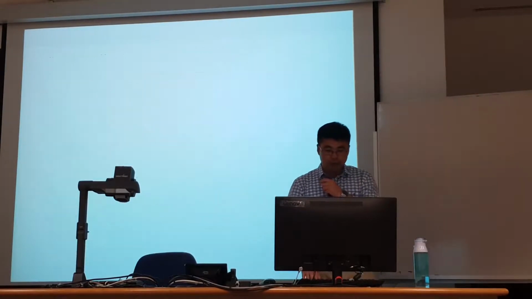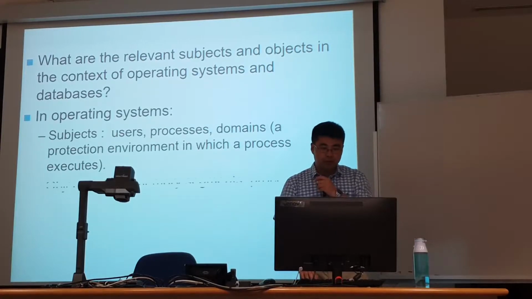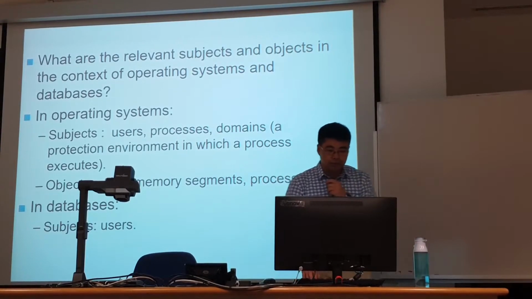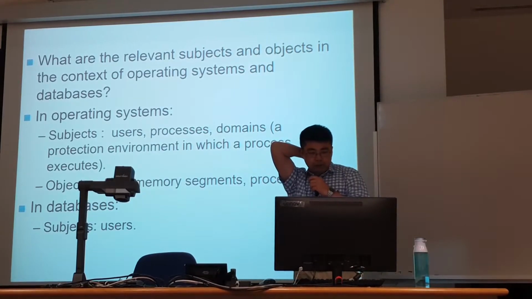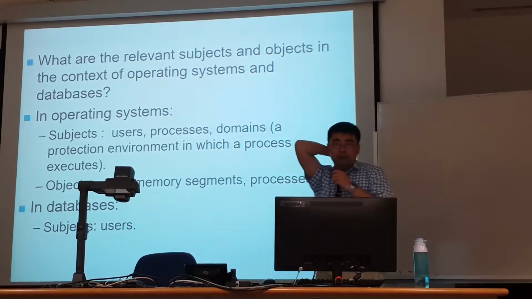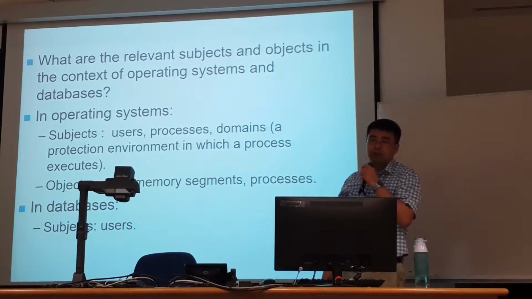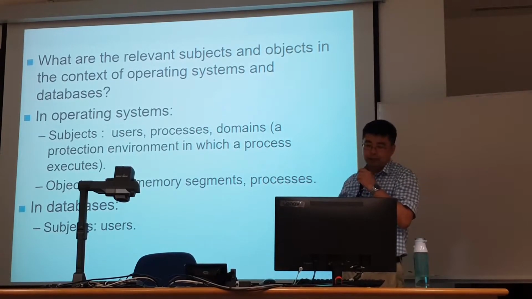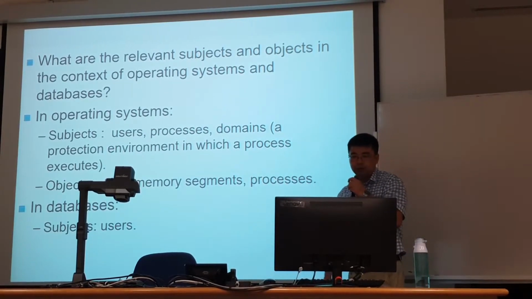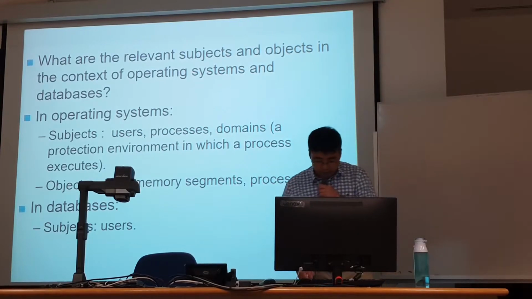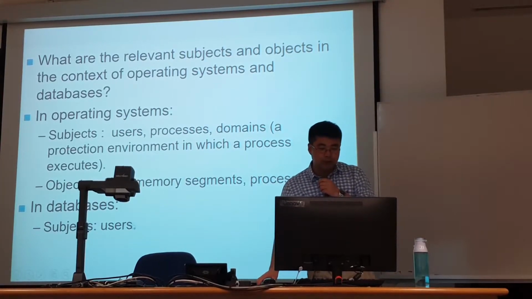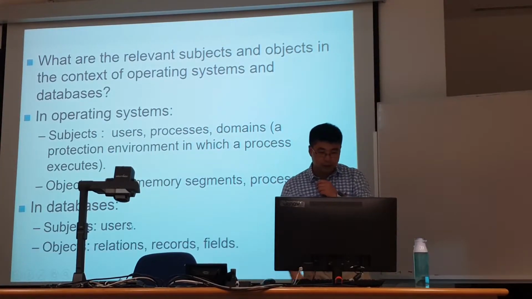So this is a very straightforward representation of the policy. Right? So we use a matrix. And then there are some alternative representations of the matrix, and we will look at some of them. In particular, we will look at the ACL, access control list. That's one very important representation of the ACM.